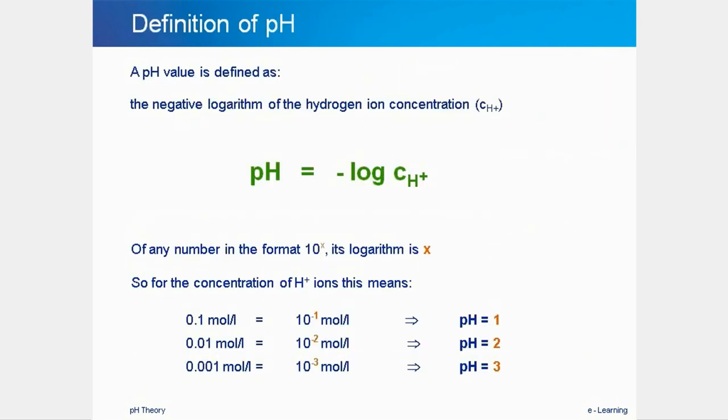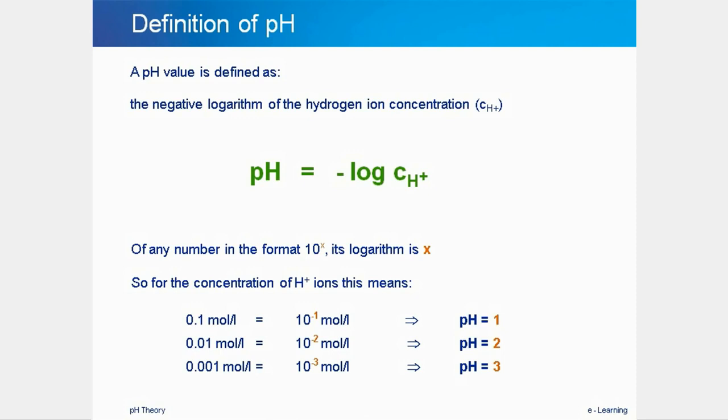The next question to be answered is, what does the pH value actually mean? Physically speaking, the pH value is defined as the negative logarithm of the concentration of hydrogen ions in the solution. The formula for this is shown in green on the slide. What this translates into in daily life is that for a solution with a hydrogen concentration of 0.1 mole per liter, the pH value is 1, since the negative logarithm of 0.1 equals 1. For a solution with a hydrogen concentration of 0.001 moles per liter, the pH value is 3.